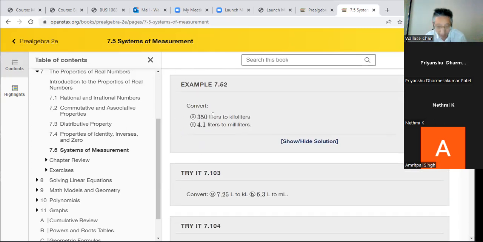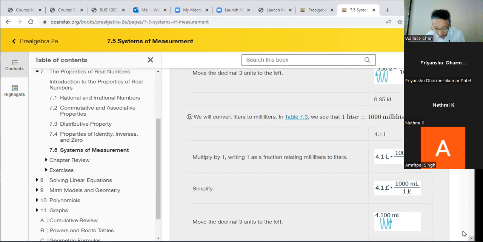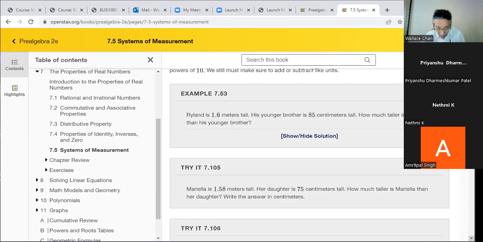Examples: convert 350 liters to kiloliters. If you change it from a smaller unit to a larger unit, that means you need to divide. When you see the word kilo, K-I-L-O, it means 1,000. So it's 350 divided by 1,000, which is 0.35. The next one is from a large unit to a small unit, so you multiply by 1,000. The first one you divide by 1,000, so it's 0.35 kiloliters. The second one you multiply by 1,000 to get milliliters.